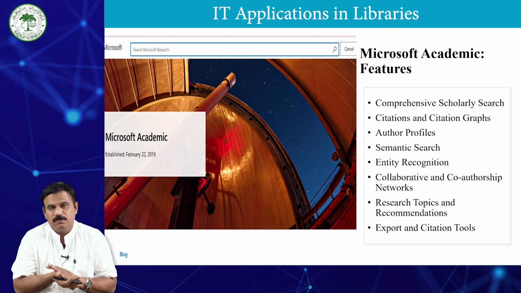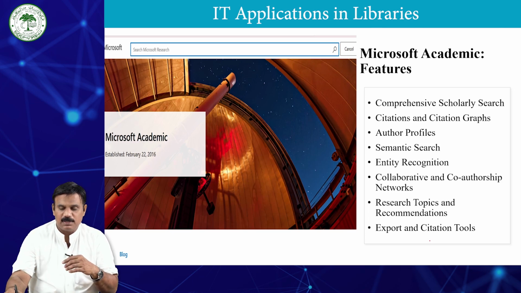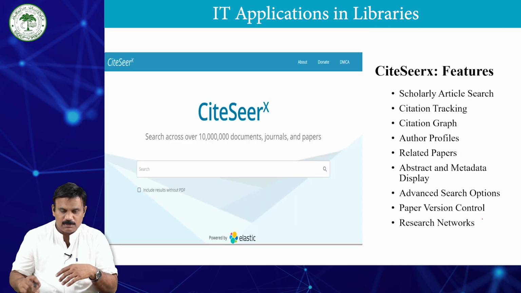Another search engine devoted to the academic field is Microsoft Academic. You can access Microsoft Academic online, and it is a comprehensive scholarly search with citations and citation graphs. It provides author profiles, semantic search, entity recognition, collaborative and co-authorship networks, and export and citation tools. These are the major features.